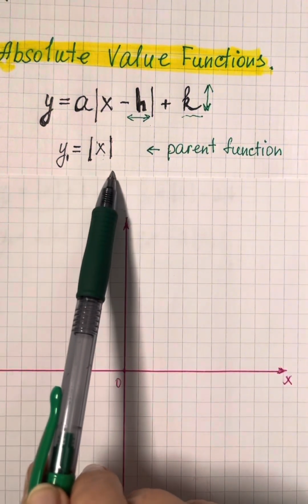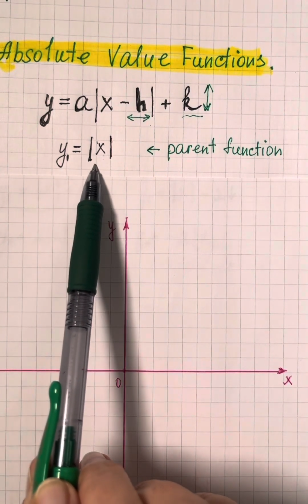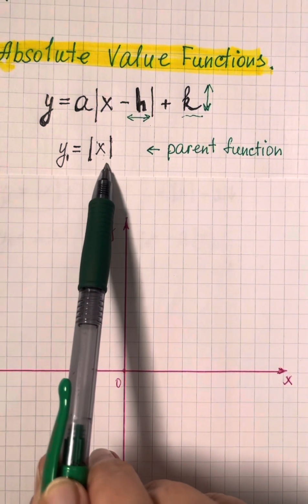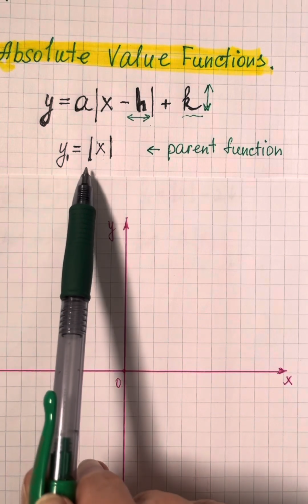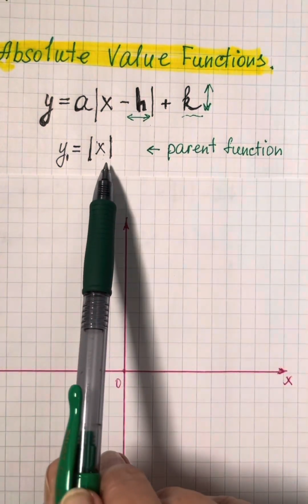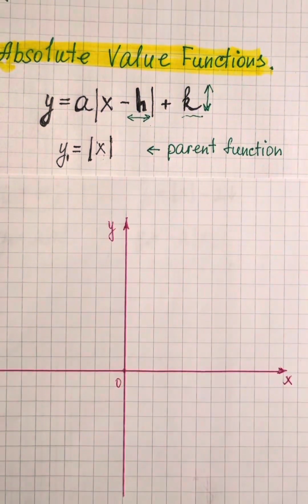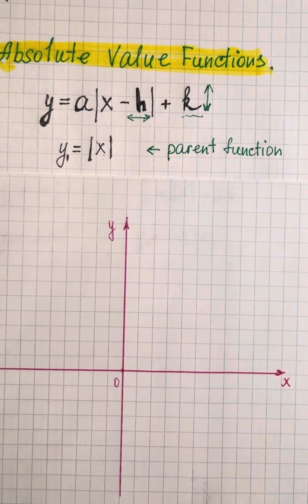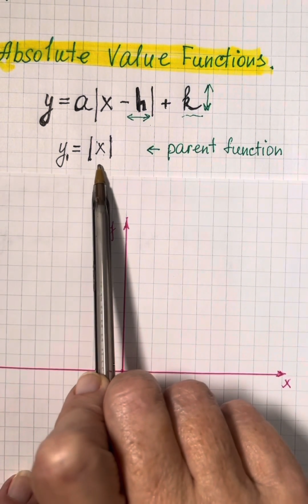I wrote for you right here, y equals absolute value of x. And as you see, this is the simplest form of absolute value function. In general, all other types of functions in simplest form, we will name as parent function. So next, let's graph this parent function.